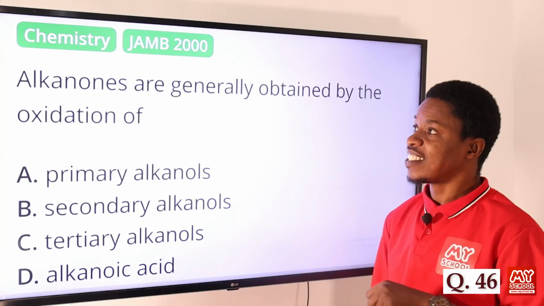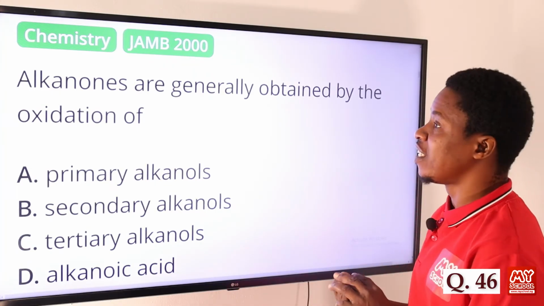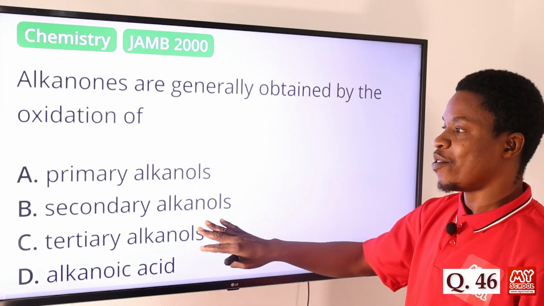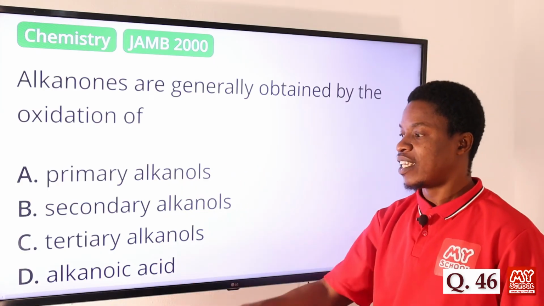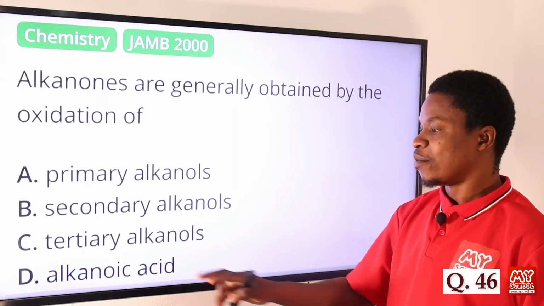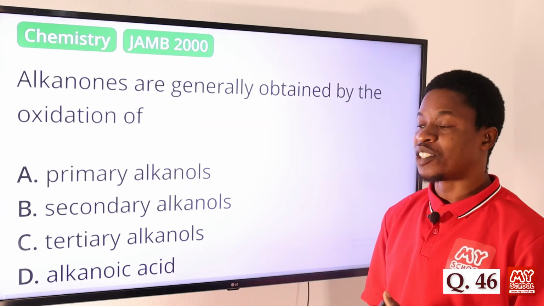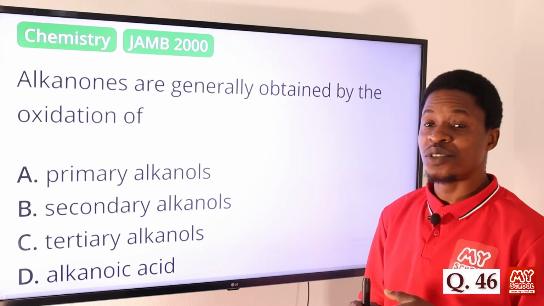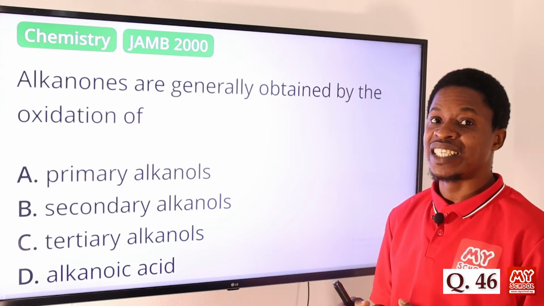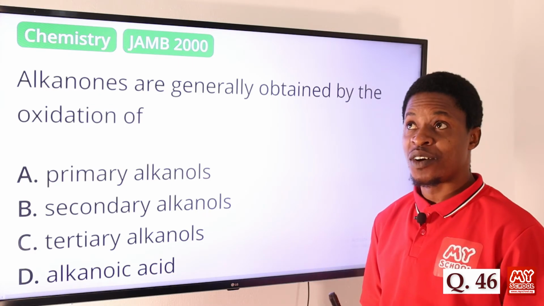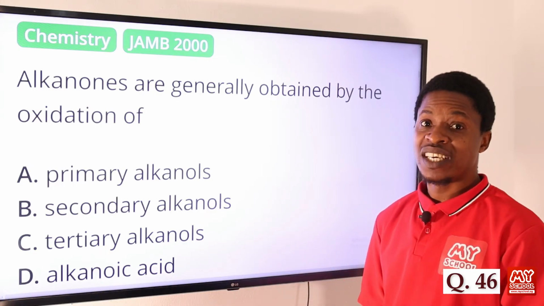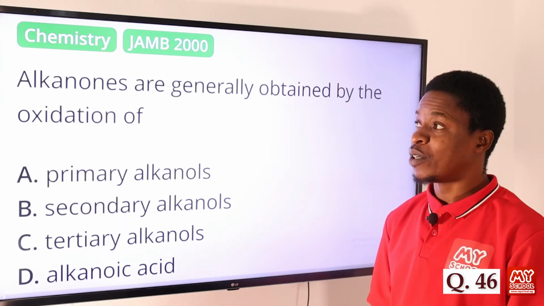Question 46. Alkanones are generally obtained by the oxidation of what? We have different types of alkanols here: primary, secondary, tertiary, and alkanoic acid. Of course it's not going to be alkanoic acid, because the oxidation of alkanols usually will produce alkanals. Then the complete oxidation of alkanols is what gives us the alkanoic acid. But this is not complete.